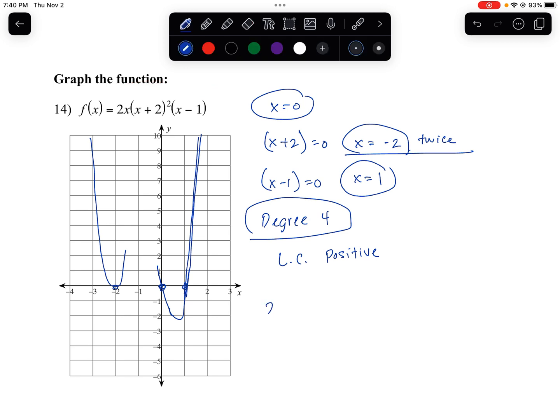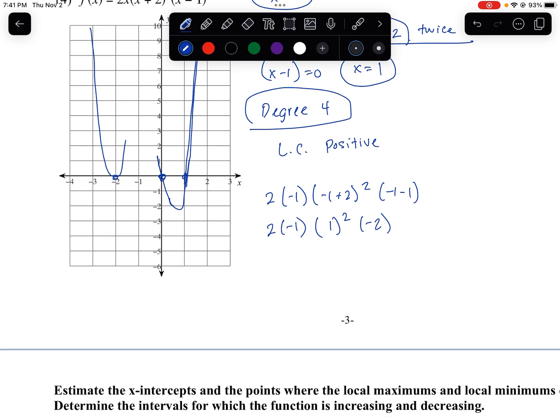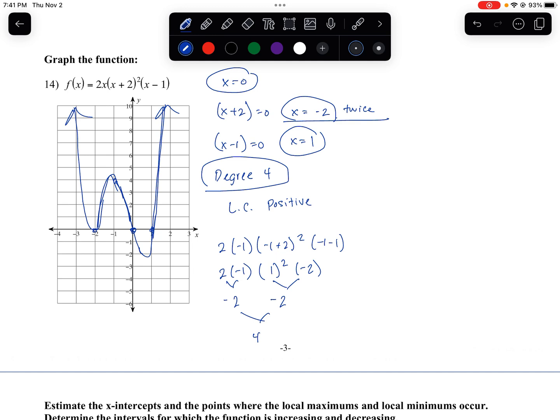So if I plug in negative 1, I'll get negative 1 for that one. I'll get negative 1 plus 2 squared. I'll get negative 1 minus 1. 2 times negative 1. Then I'll get 1 squared. Then I'll get negative 2. So I'm going to get negative 2 when I multiply those together. This right here, 1 squared is 1, and that's going to be negative 2. Then negative 2 times negative 2 is going to be positive 4. So that's where my point could go at least as high, if not higher, and then fill in the rest. So there you go. That's going to be a sketch of your function.